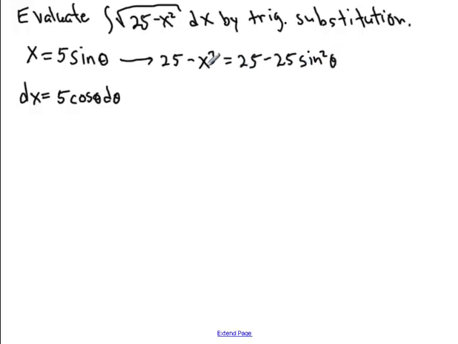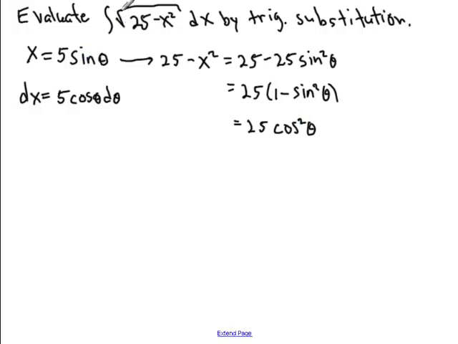Now, what's the big deal about this? Well, the radical can then be written as 25 minus 25 sine squared theta, or, after factoring out the 25, 1 minus sine squared theta. And that's pretty good because 1 minus sine squared, of course, is cosine squared. So the expression under the radical gets simplified to 25 cosine squared theta with this substitution, and this is exactly why we use the substitution of x equals 5 sine theta.